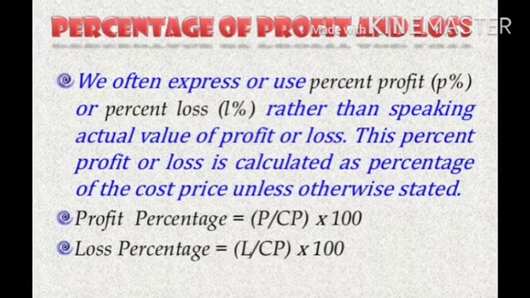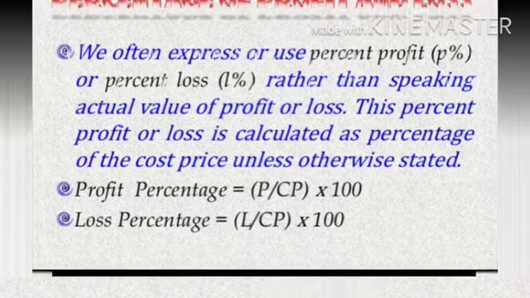Now, percentage of profit or loss. We often express profit as P percent or loss as L percent rather than speaking of the actual value of the profit or loss. This percentage profit or loss is calculated as a percentage of the cost price unless otherwise stated. So profit percent is equal to profit upon CP into 100. Loss percent is equal to loss upon CP into 100.